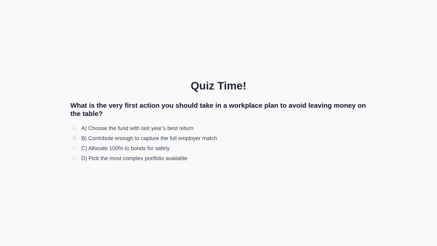Quiz time. The question is, what is the very first action you should take in a workplace plan to avoid leaving money on the table? Options are: A. Choose the fund with last year's best return. B. Contribute enough to capture the full employer match. C. Allocate 100% to bonds for safety. And D. Pick the most complex portfolio available. You may pause the video now to think about the answer. We will discuss the answer in the next section of the video.